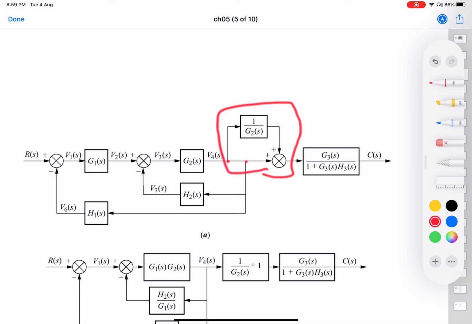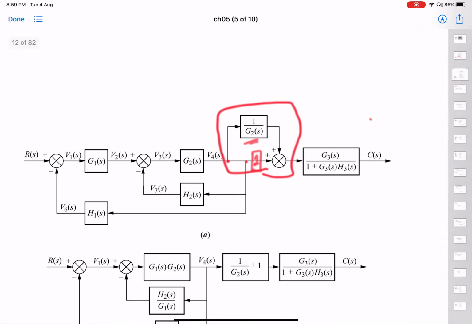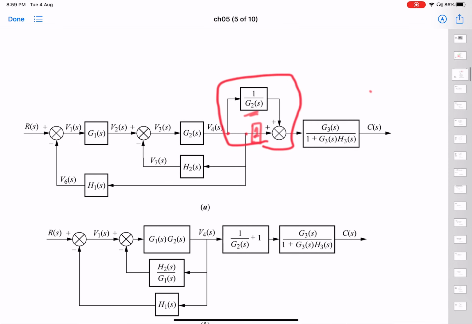These are in parallel. One is 1 by G2 and the other has a gain of 1. So this block has a gain of 1. So what you can do is these two are in parallel. You can combine the two of them together. So the next manipulation that you do is that you combine this 1 by G2 plus 1 together.